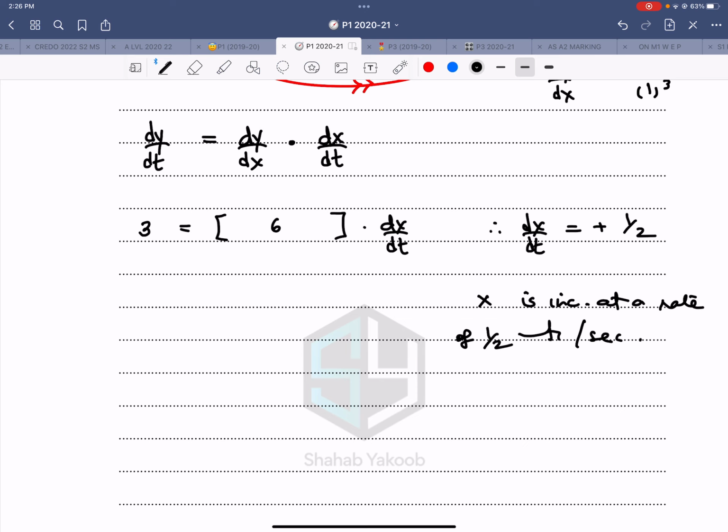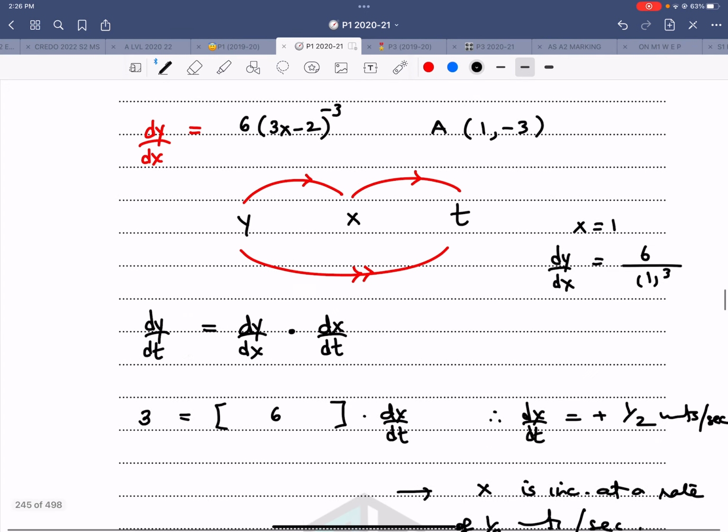As such, the working is done when you write dx by dt, half units per second. But it's better that you write it further inwards. If this answer for some reason came out to be negative, that means it is decreasing. Next part. Find the equation of the curve.